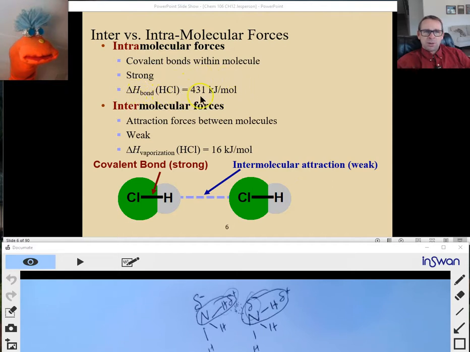bond energies. Delta H is the heat energy required to break this HCl bond, versus the heat energy required to vaporize HCl, so it's significantly lower.